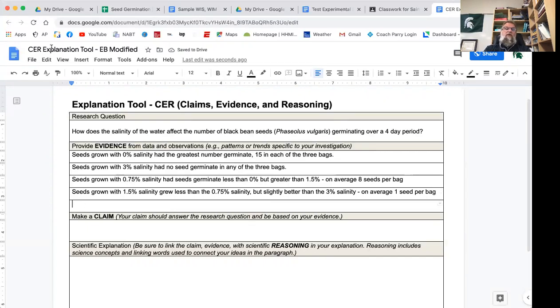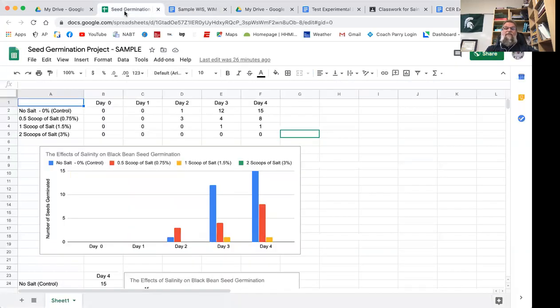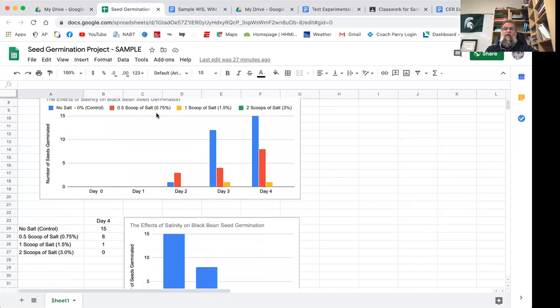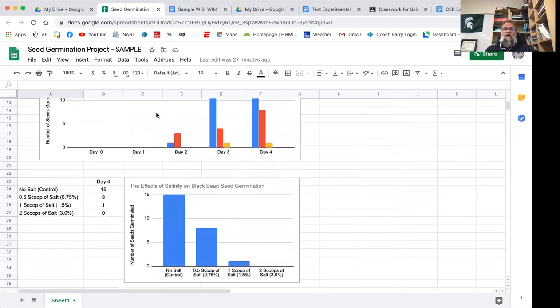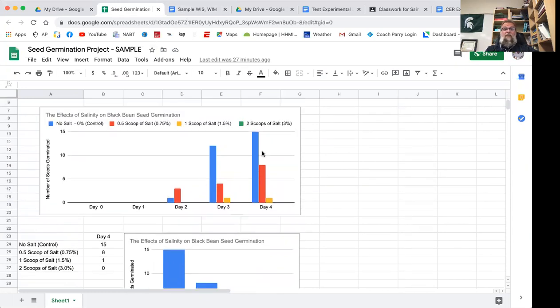And I could also go back and look for any trends, whether there's a trend that I'm seeing. To me, there's a fairly clear trend in both graphs. As salt increases, number of seeds germinating decreased. And that is pretty consistently supported in both graphs.